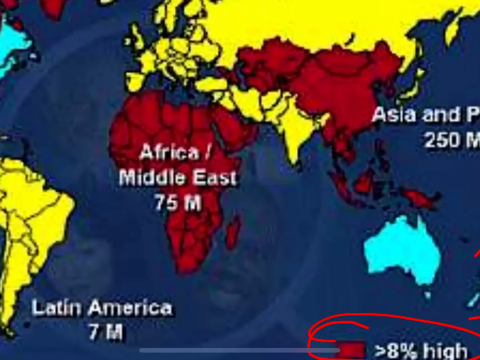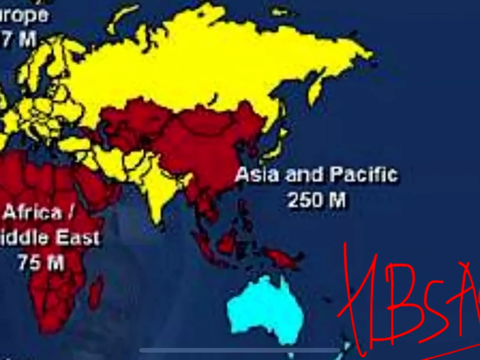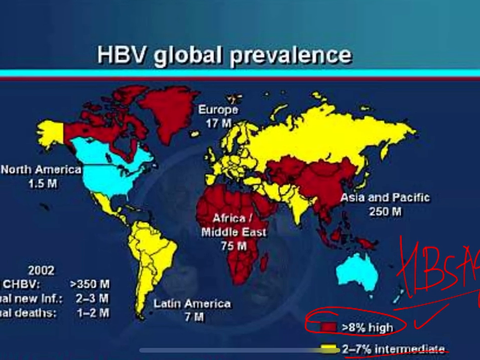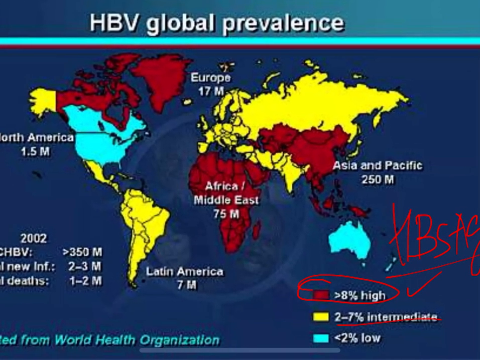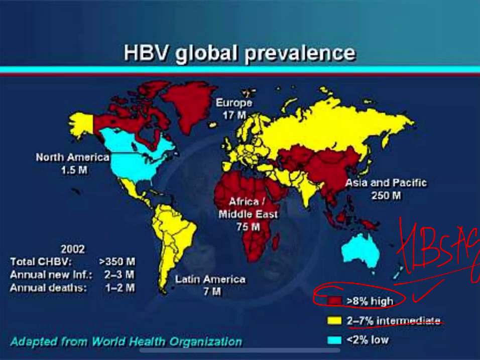So let us see the areas here now. The high endemic areas include Africa, the Middle East, Asia and then Europe. These are all the high endemic areas. Then we have intermediate and low areas, like Latin America, which is intermediate, and 2% is very low. North America is very low.